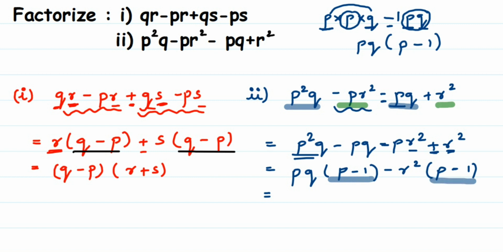Now you can see that p minus 1 is common. I can take out p minus 1 common here. If I take out p minus 1 outside, here pq is left and there's a negative sign, so put minus and then r². That's it. So we got (p minus 1) into (pq minus r²). That's it. I hope it's clear.